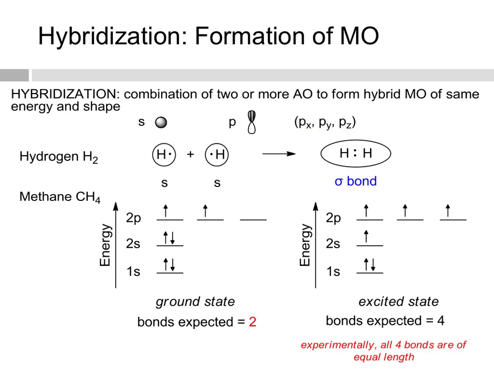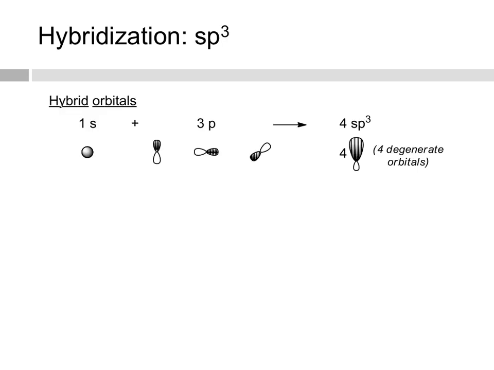bonds, which is 4. The only discrepancy here is that, according to this model, you would expect carbon to form 3 bonds that were of equal length and 1 bond that is shorter. Experimentally, though, all 4 bonds are of the same length. Now, where does this leave us? This leads us to hybrid orbitals.